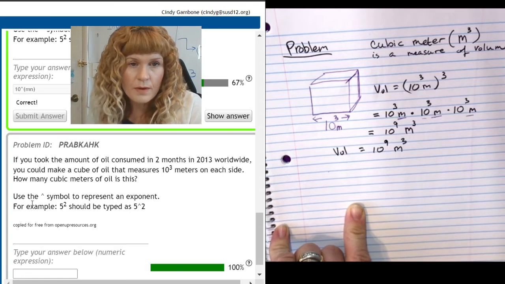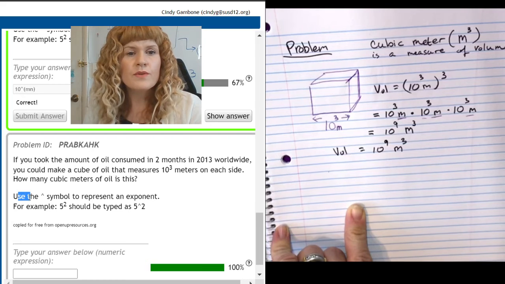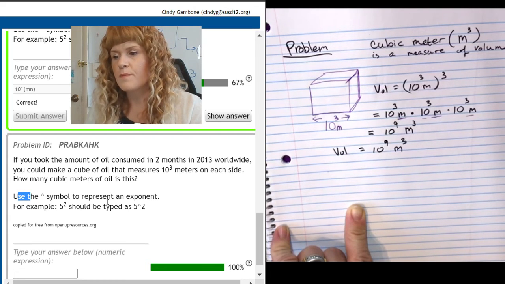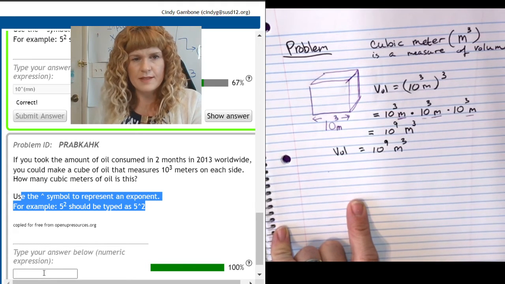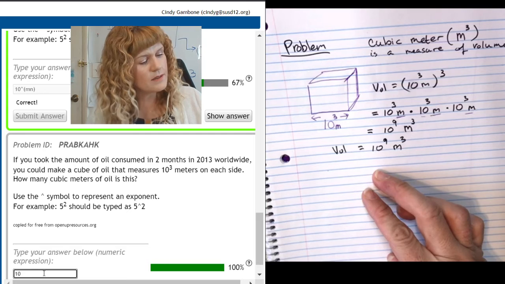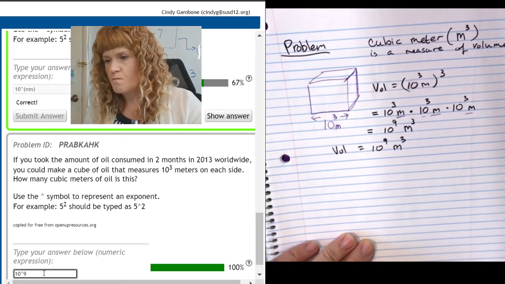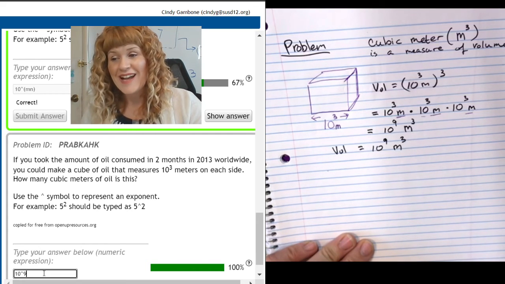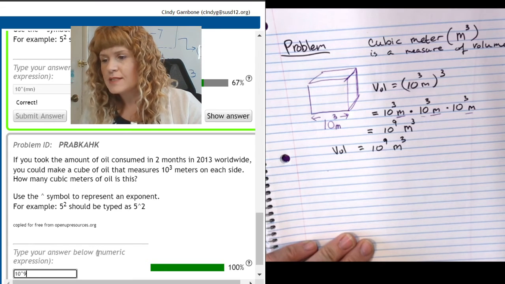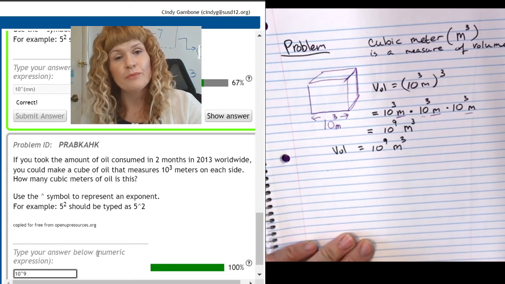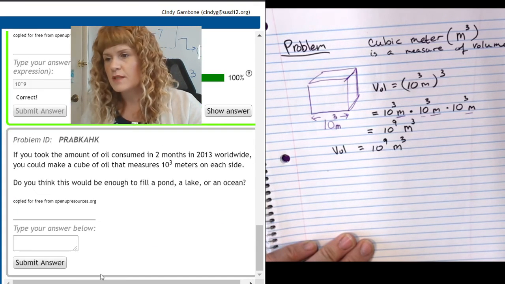However, you need to read the program to figure out how to enter your answer. And it says, use the caret symbol to represent an exponent. Okay, so let's type it in. 10, the caret symbol is Shift 6 on your keyboard, 10 to the ninth. It did not say anything about how to enter the units, but it does say numeric expression. A numeric expression won't have any letters. And submit your answer. Ding!